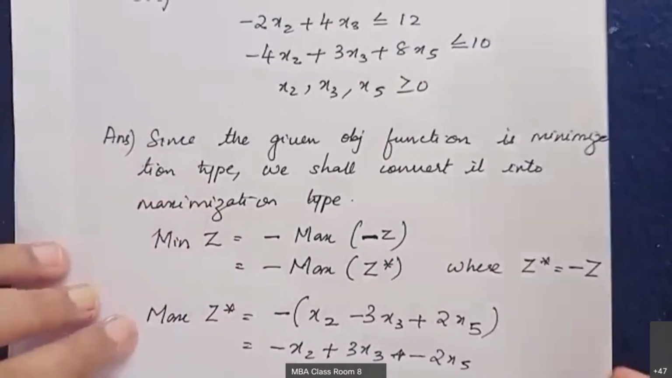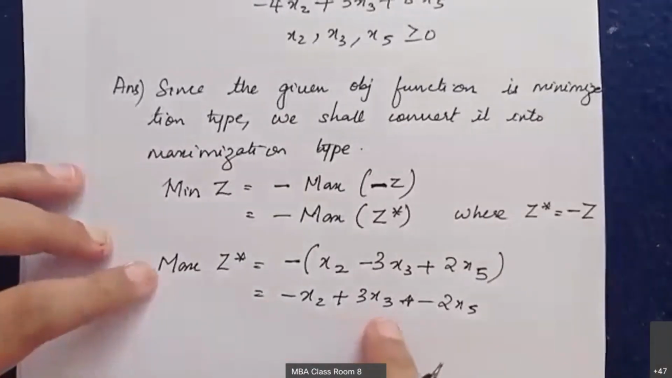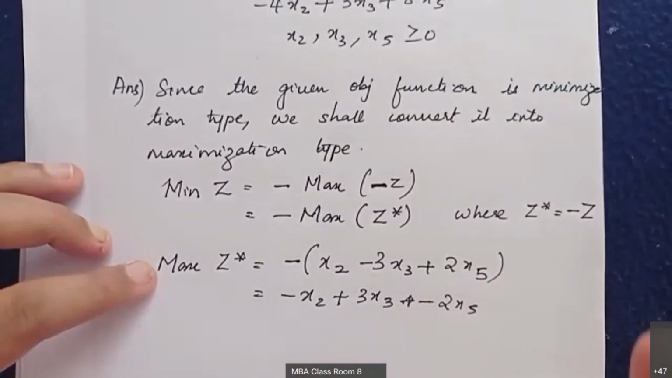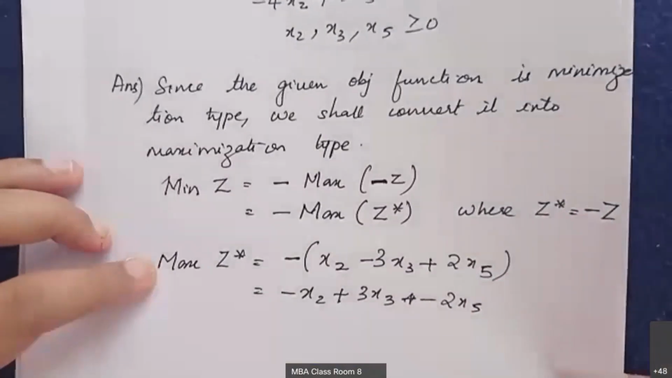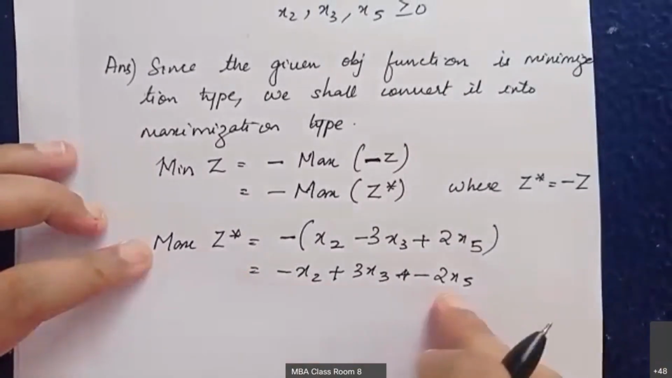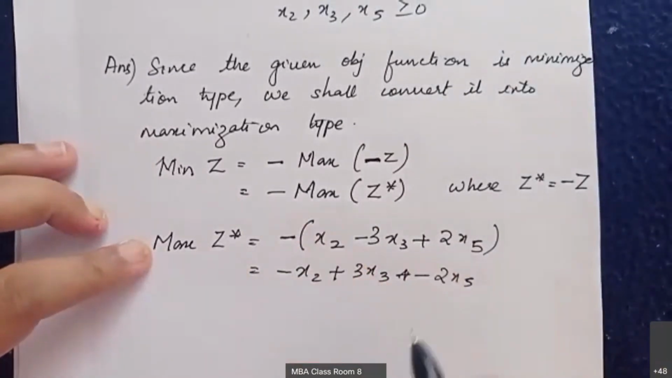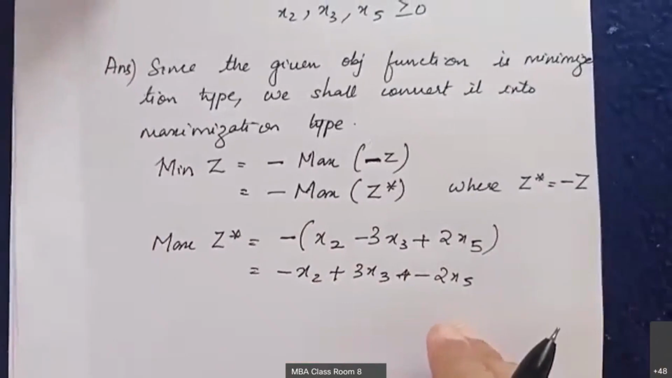So this is going to be our maximization objective from now on. You need to deal only with this objective. We can convert it back into the minimization type later. So just consider this maximization equation. From this you will be starting our problem.